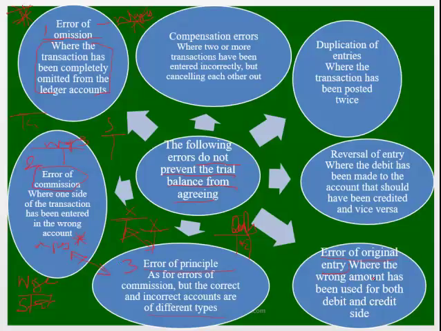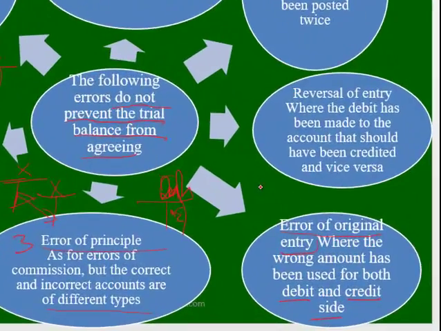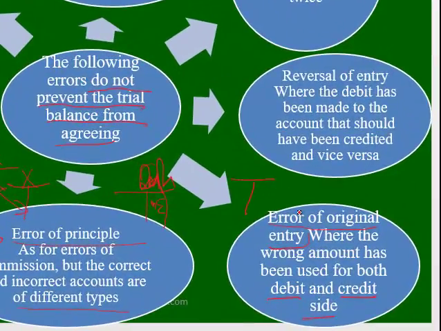Number 3, error of original entry, where a wrong amount has been used for both debit and credit. Please, the account here is maintained. For example, I pay wages with cash, wages account, I debit it, cash, then here is wages, but the amount is 5,000. I put 500, I put 500 here. So 500 or 5,000, the error with the account, with the trial balance, will still be the same.